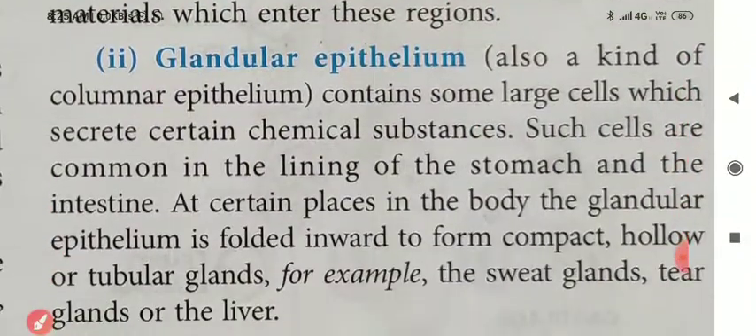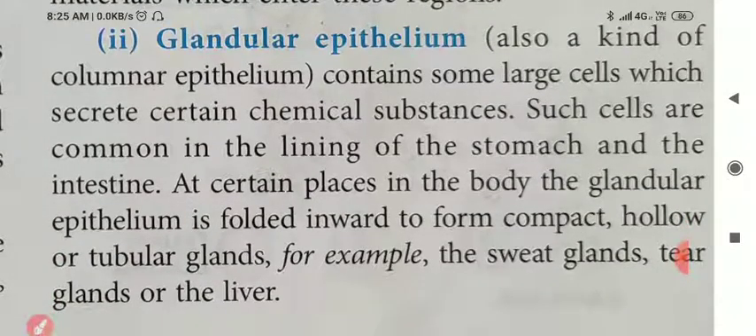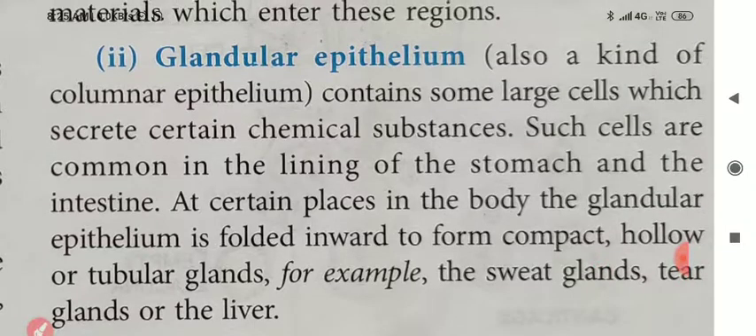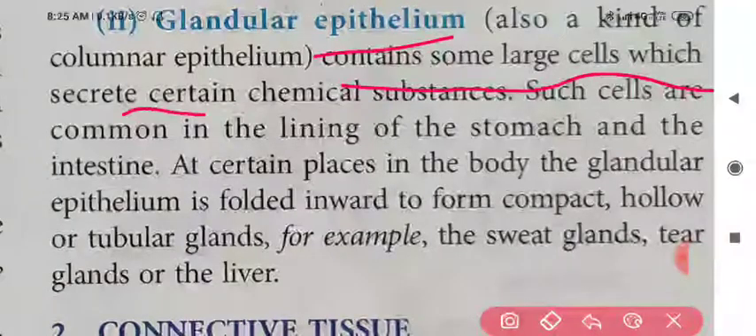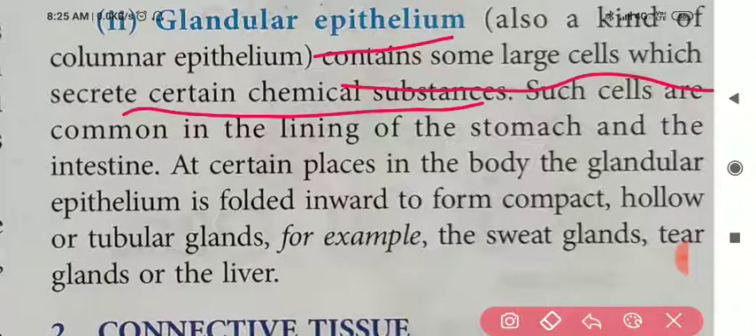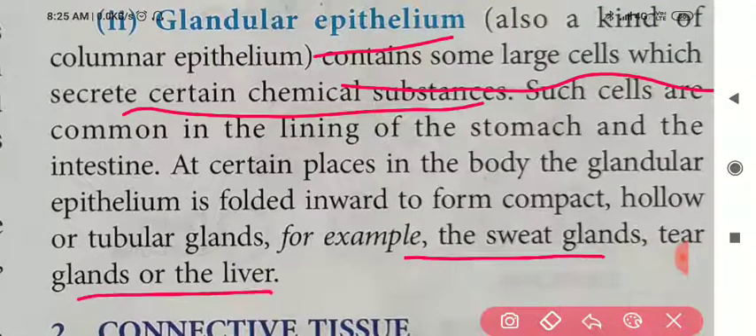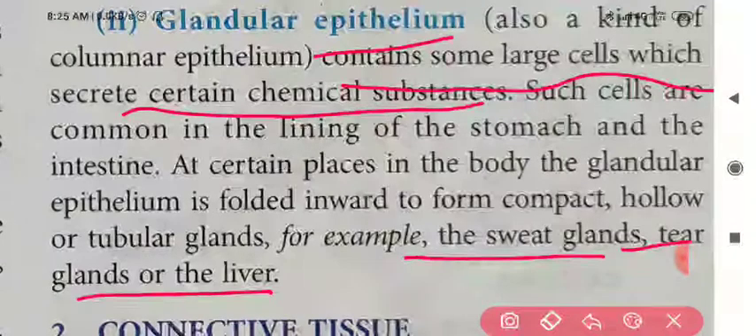Next we have glandular epithelium. Glandular epithelium contains some large cells which secrete certain chemical substances. Such cells are common in the lining of stomach and intestine. At certain places in the body, the glandular epithelium is folded inward to form compact and hollow tubular glands, for example, sweat glands, tear glands, or liver. Clear? So these are different types of epithelial tissue.